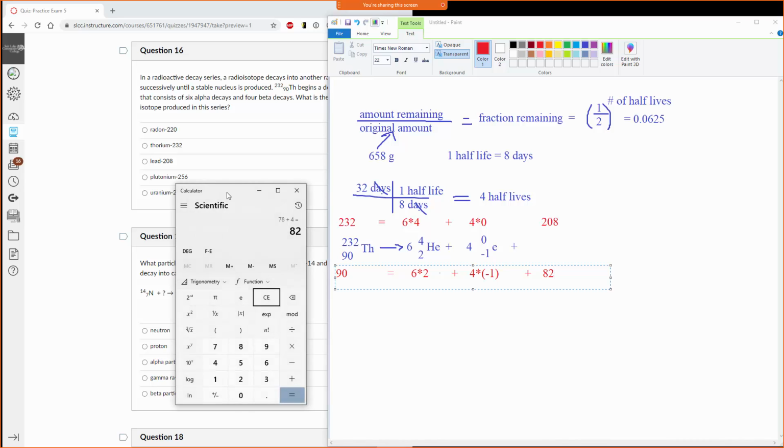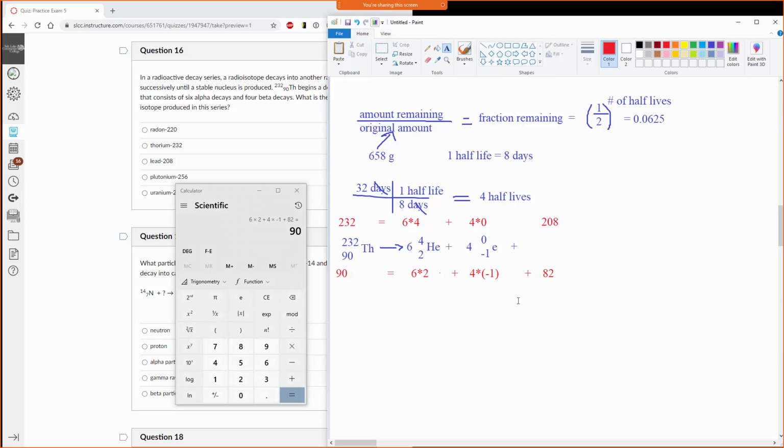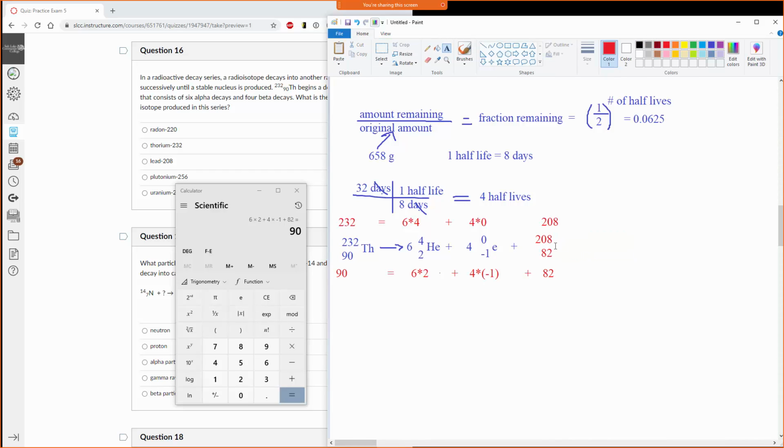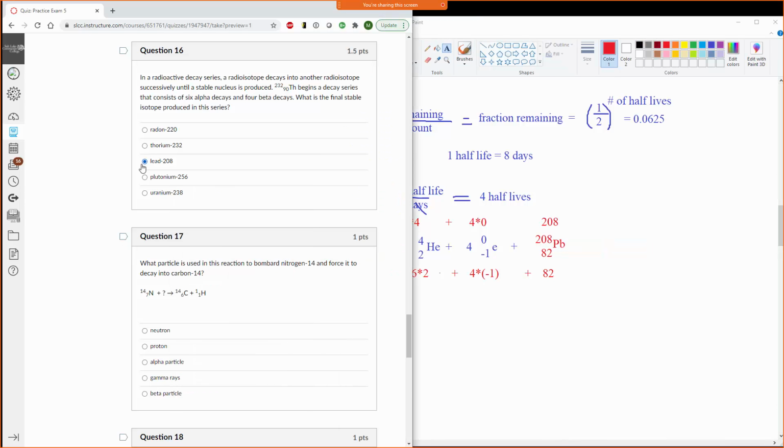And it'll never hurt to just double check and say, okay, 6 times 2 plus 4 times -1 plus 82, and verify that that does indeed equal 90, just to super double check yourself. And then you look on your periodic table, which you have printed out for your test, I hope, and you find the element with a mass of 208, actually it doesn't matter what the mass is, the element with 82 protons is lead. 208, lead 208. There it is.